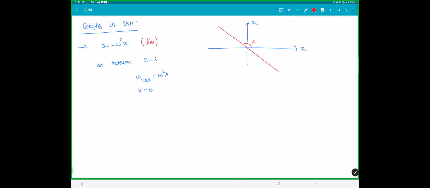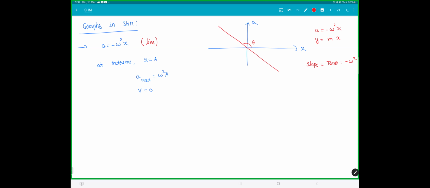This is theta. So if you look at this equation, a is equal to minus omega square x, this looks like y is equal to mx. So here we have slope. Tan theta is equal to minus omega square. This was the main question. They gave theta is 135 and they asked for time period.